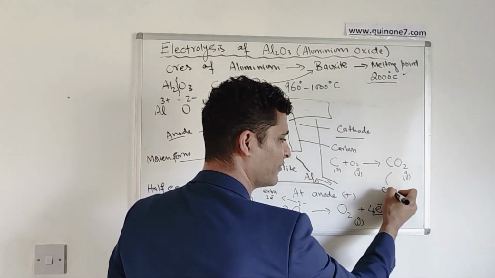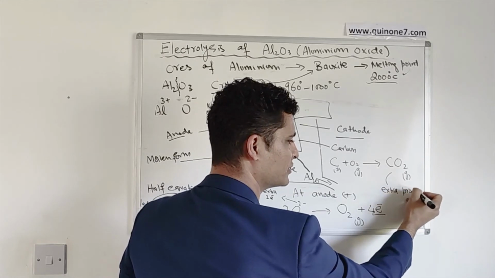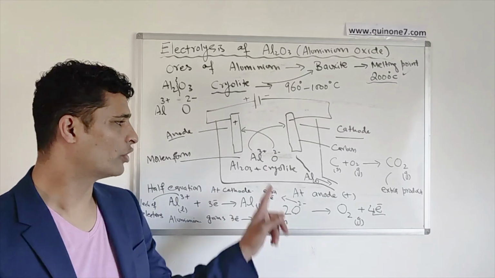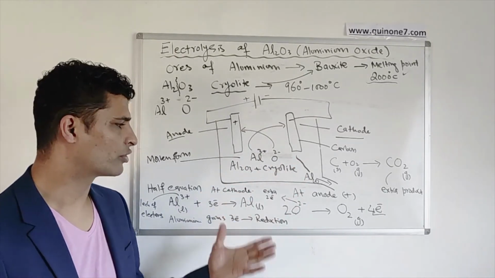So if they ask you a 1 mark question, what is the extra product? You can say the extra product will be carbon dioxide. There is no involvement of water, so we do not have H+ ions or OH- ions.